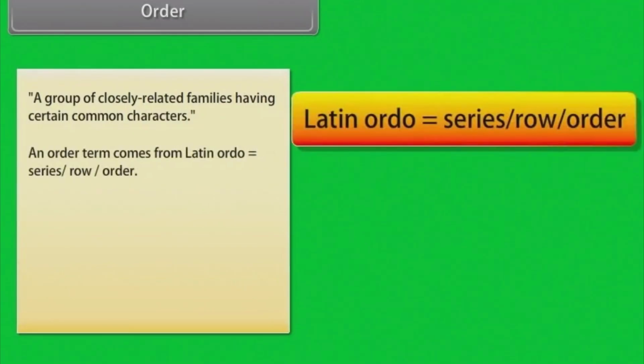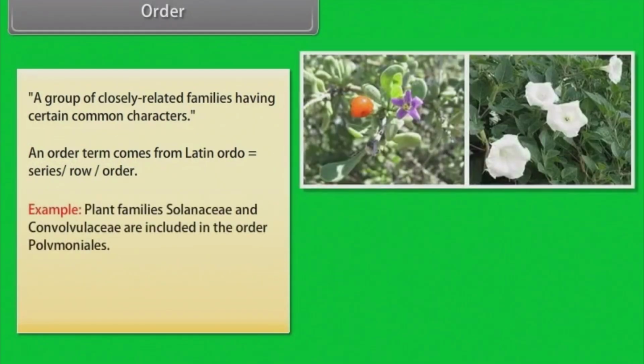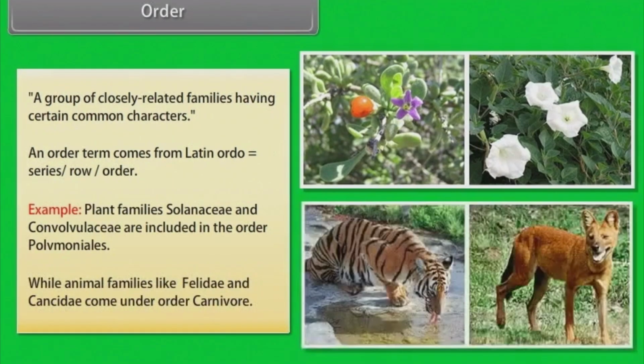Order. A group of closely related families having certain common characters. The term order comes from Latin ordo, meaning series, row, order. Example, plant families Solanaceae and Convolvulaceae are included in the order Polemoniales, while animal families like Felidae and Canidae come under order Carnivora.